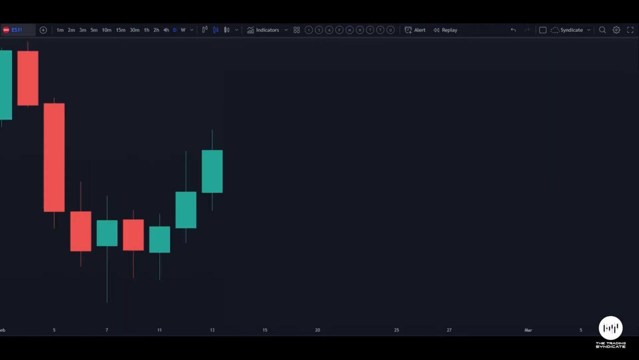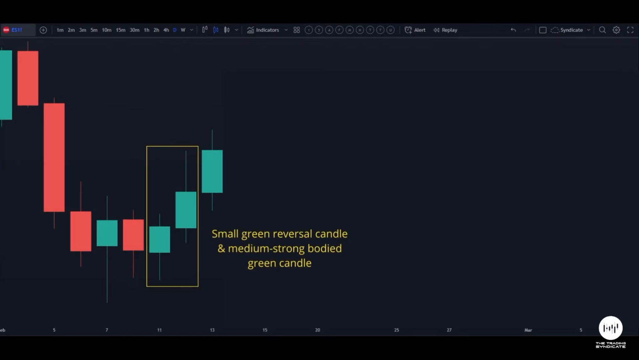Now let's take a look at the second demand zone here. We have a medium strong bodied candlestick that follows the small bodied green reversal candle. I say medium strong for two reasons. Namely, it has a longer top wick, which shows that buy volume was not fully controlling the move of this candle, and also the fact that the body of the candlestick is relatively smaller than the last example that we saw.